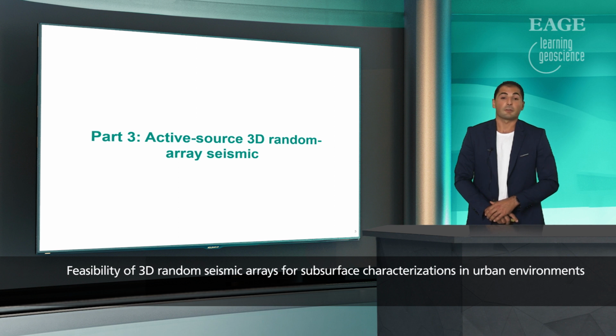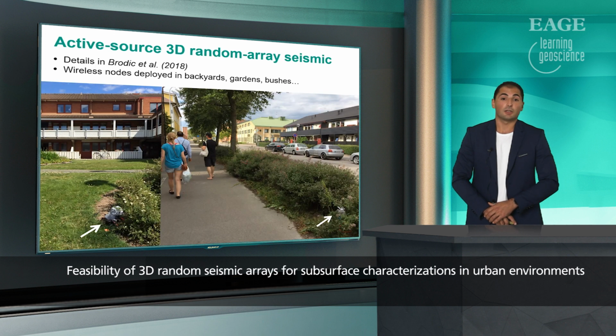Before answering this question, we can again look at some field photos. The details of this work can be found in the reference shown here. What deserves to be mentioned in the first place is that the wireless nodes were deployed in really difficult areas such as school backyards, residential gardens, sides of the roads, very busy streets, and sometimes we had to hide them behind bushes, etc. We can see the arrow here showing 2 of the wireless nodes in the bushes just next to the road where the people are walking.